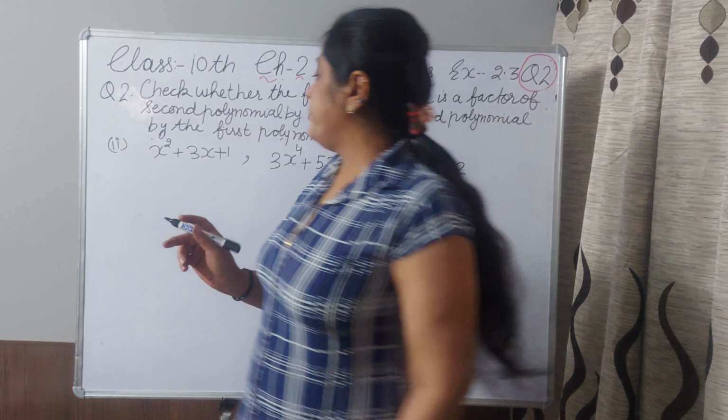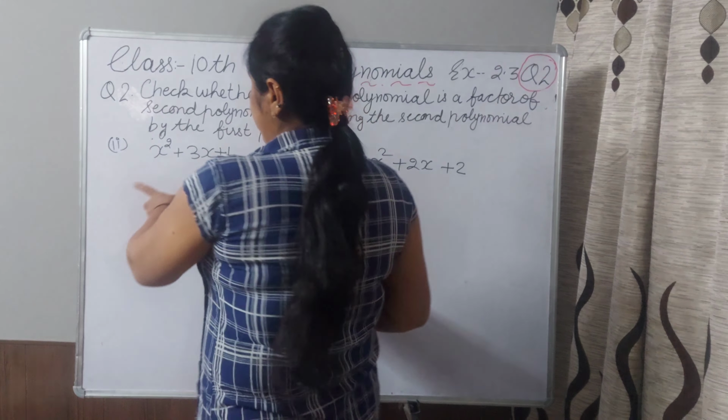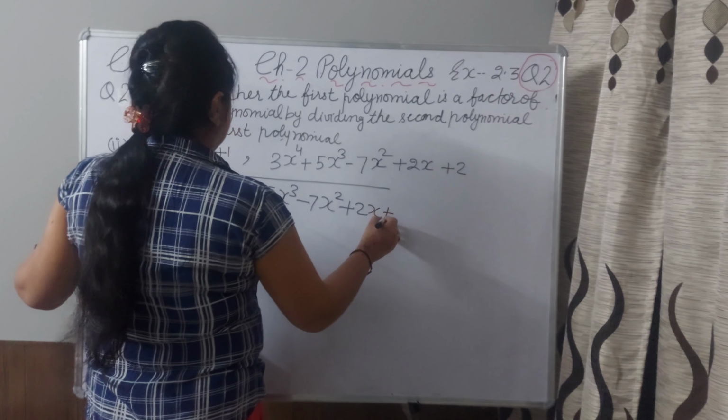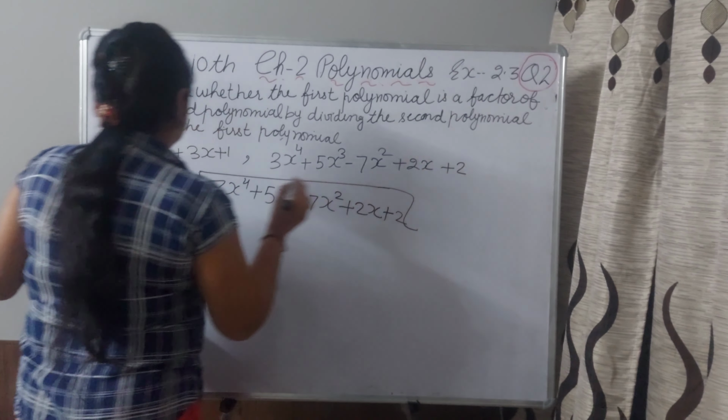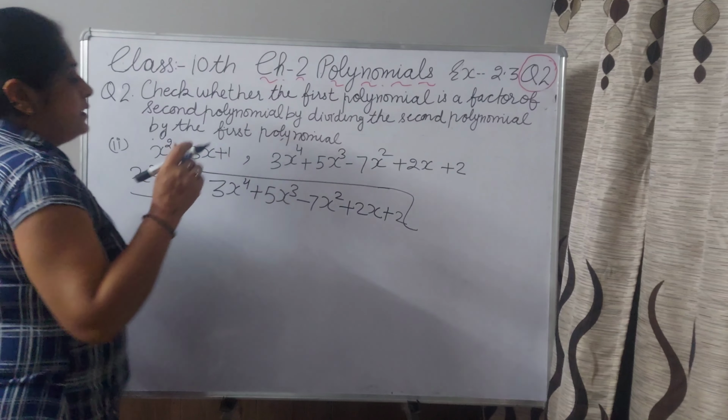Now second part. First you have to check they are in standard form. Yes, they are in standard form. Now the second polynomial, you have to divide by the first. 3x raised to power 4 minus 7x square plus 2x plus 2. You have to divide by x square plus 3x plus 1.